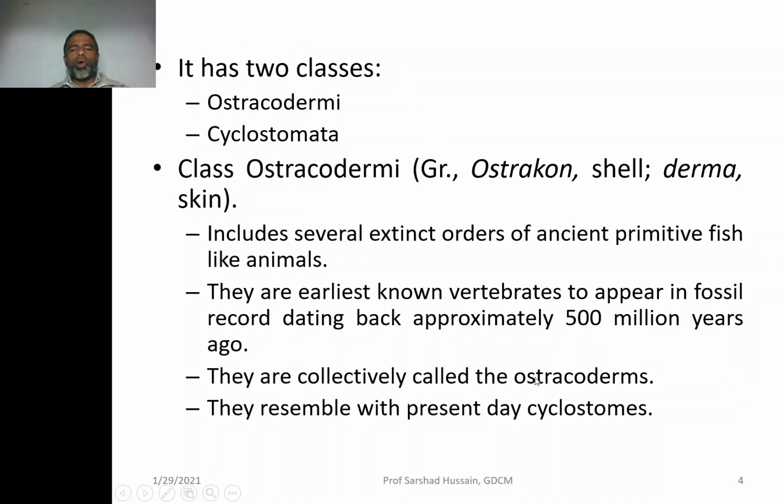They are collectively called the ostracoderms. They resemble the present day cyclostomes. So among the two classes, Cyclostomata is a class which is living today, but Ostracodermi is extinct now.